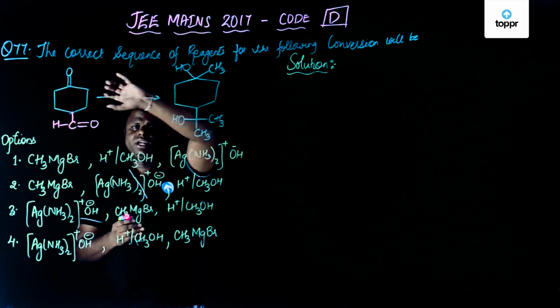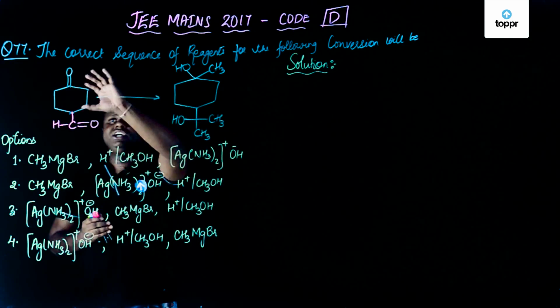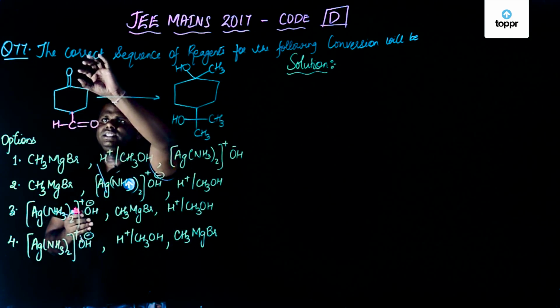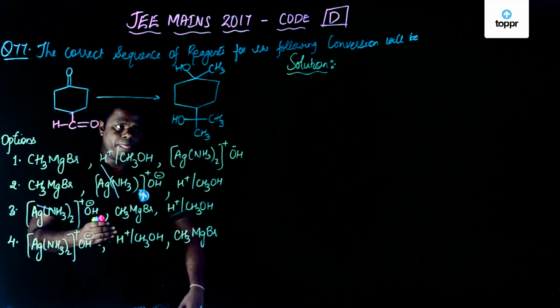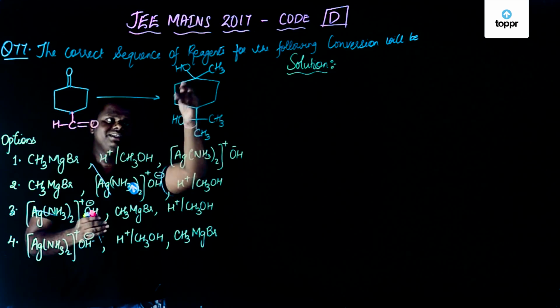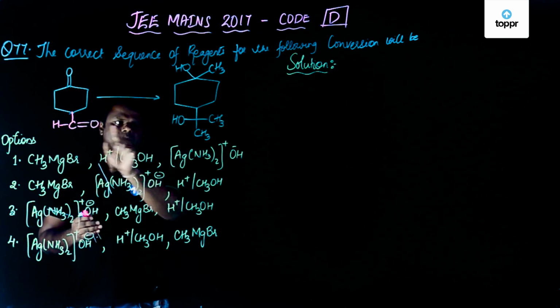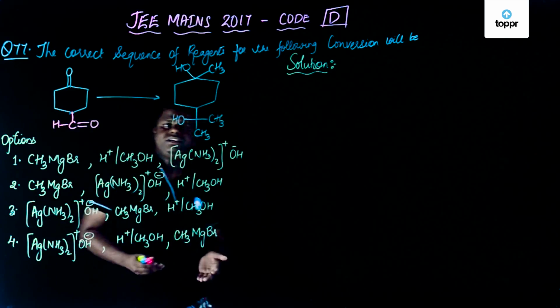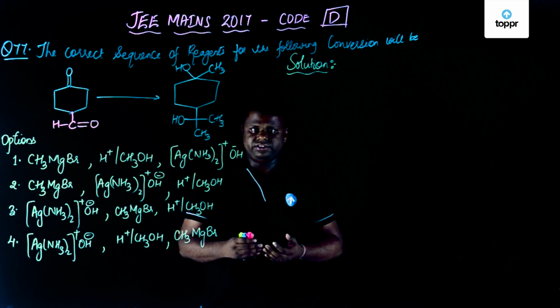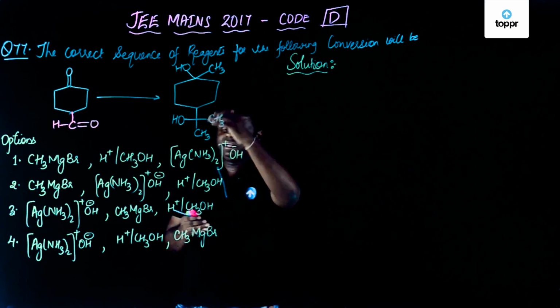In this particular compound, this is a bifunctional compound because it contains both an aldehydic as well as a ketonic group. And the product is again an alcohol, right? So this C double bond O becomes OH, and this C double bond O becomes OH, which can be achieved by directly using Grignard reagent, right? So let's see what exactly could happen in these cases.